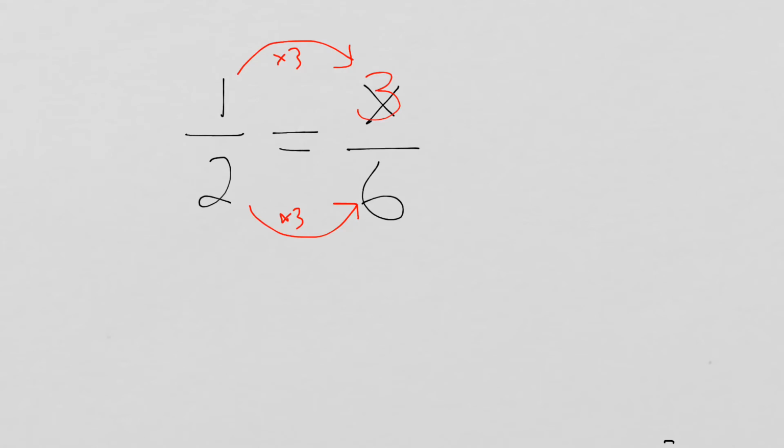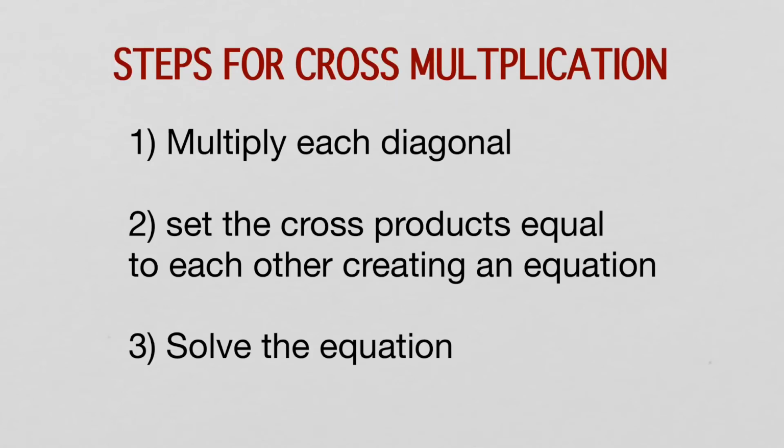Now, it's not always that easy, unfortunately. There are times when it doesn't just perfectly multiply across, and that's when we need to take a different strategy. In those situations, we're going to use cross multiplication. So here are your steps for cross multiplication. Just quickly review those. First step is you are going to multiply each diagonal. We'll look at what that looks like in a second. Second, you are going to set the cross products equal to each other, creating an equation. And then the third step is to solve that equation.